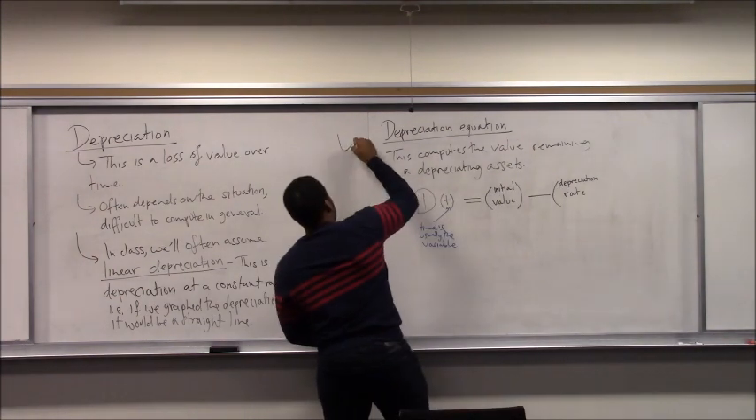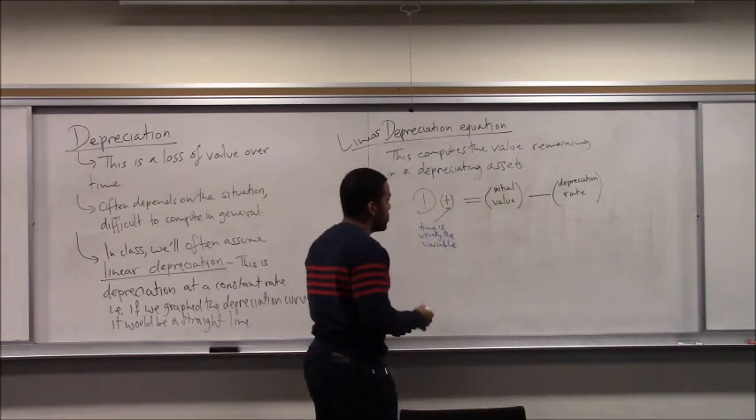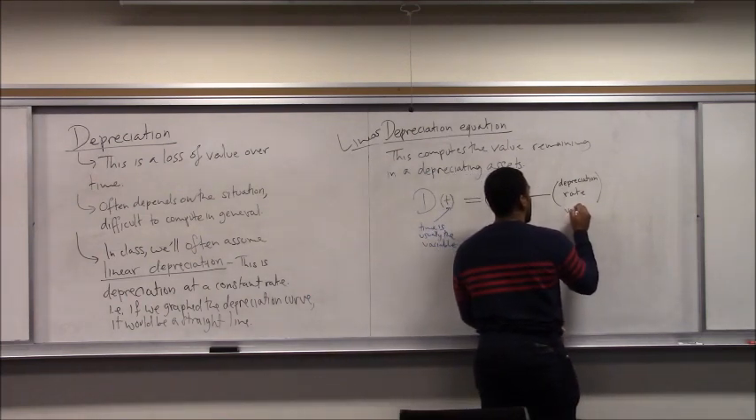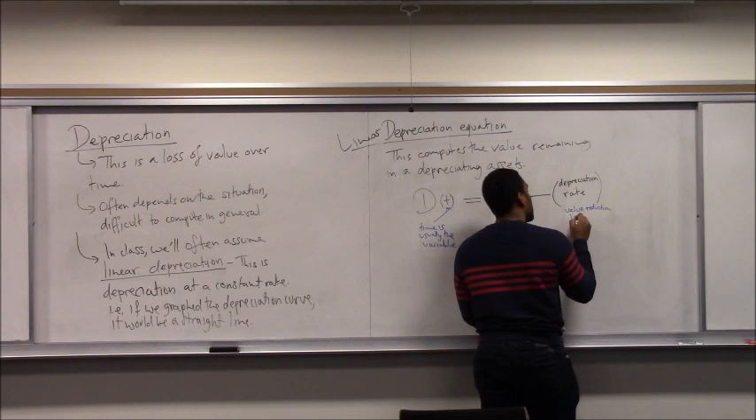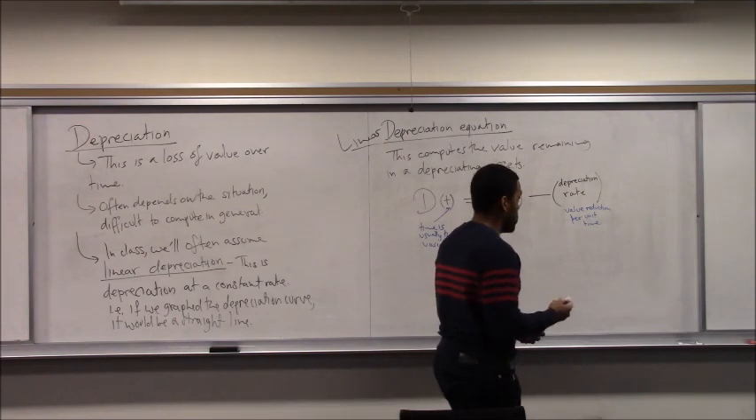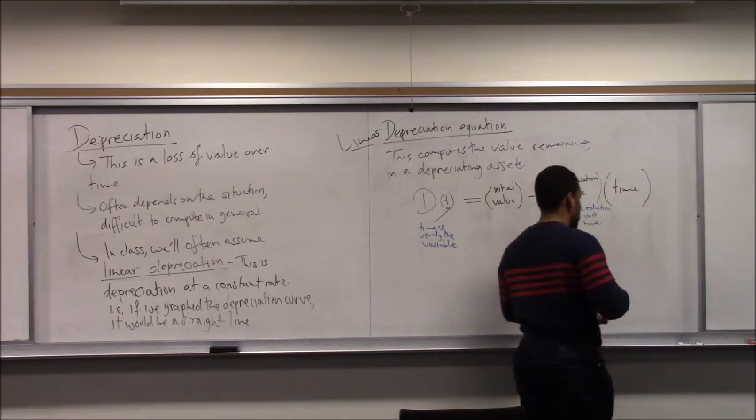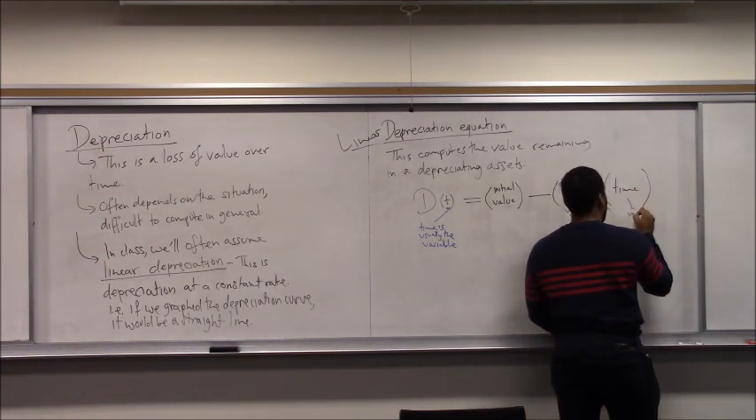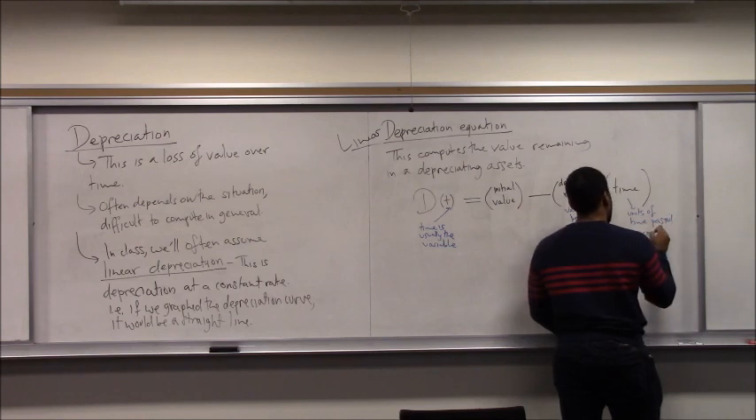And of course I'm talking about linear depreciation. This is straight line. Right? So that's going to be the value it reduces by per unit time. And then you're going to actually multiply that by how many units of time have passed since your initial value was calculated.